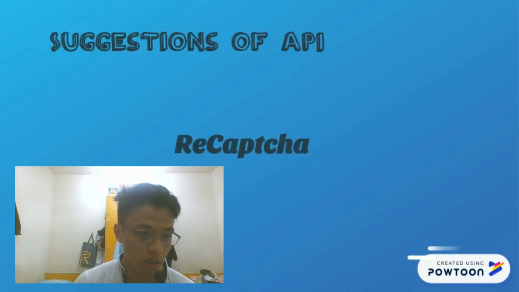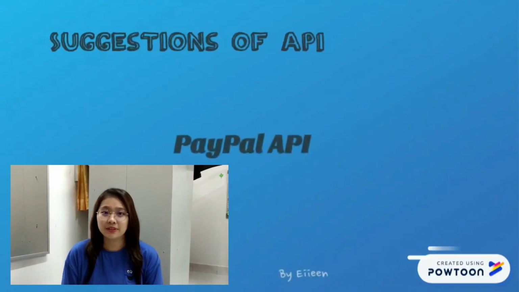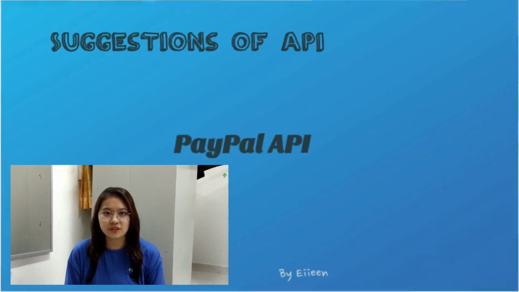The suggestion API that I suggest is reCAPTCHA. The API is to replace the CAPTCHA because reCAPTCHA is easy to use and provides more flexibility for the action taken. One of the suggested APIs that can be used together with PayMeal is PayPal. It can be used without needing to reveal your personal financial information.